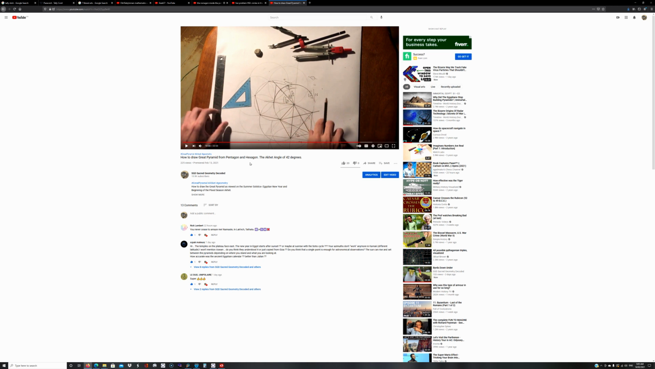If you were to even draw it on a really big piece of paper to get that, the pencil thickness would be larger than the difference you would get from there. But I used a pentagon and a hexagon to get that 42 degree angle that you see there.